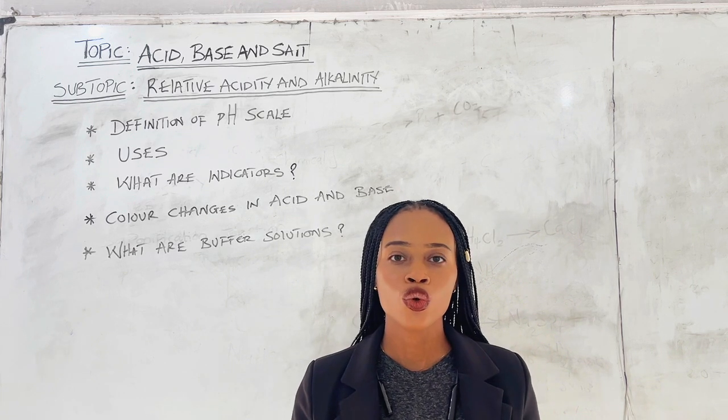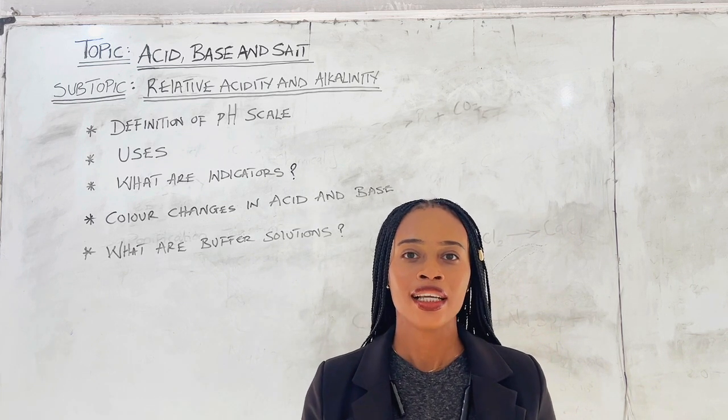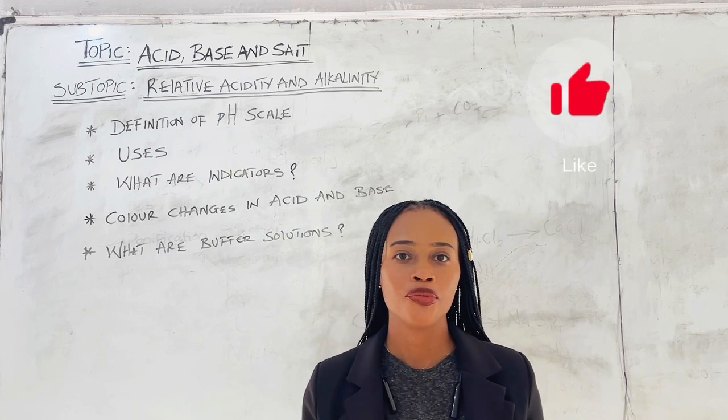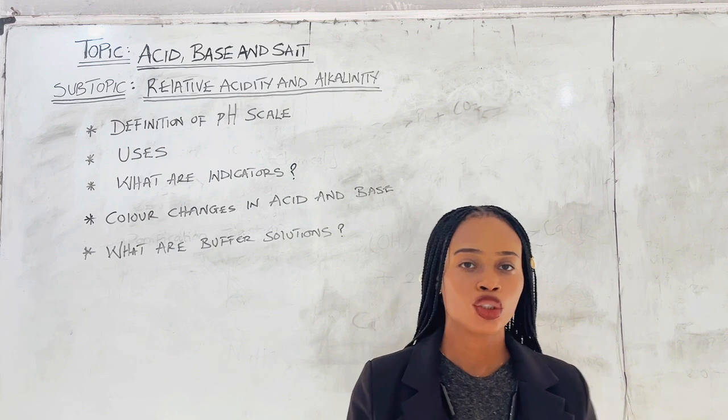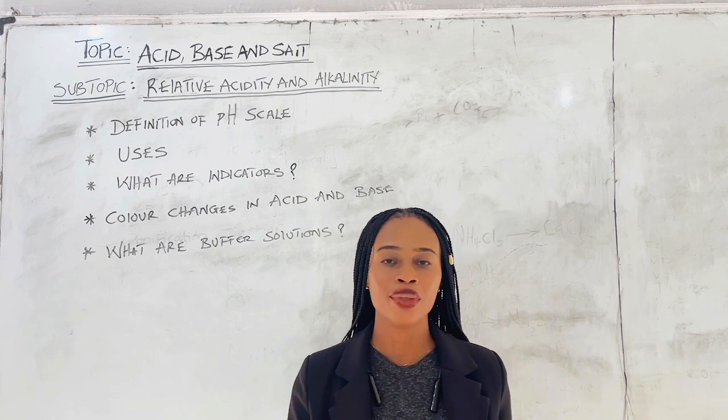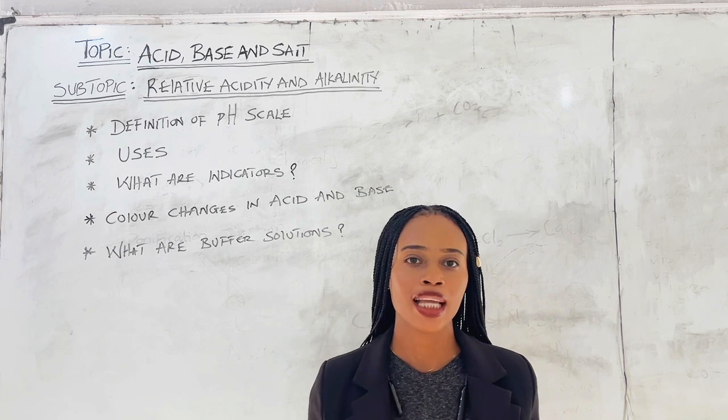Indicators are known or referred to as substances that change color when added to an acidic or basic medium. So an indicator is a substance which changes color when added to an acidic or basic medium. We have different types of indicators.